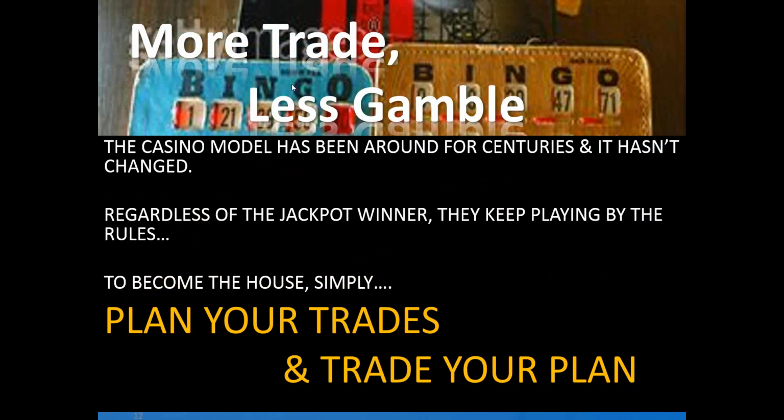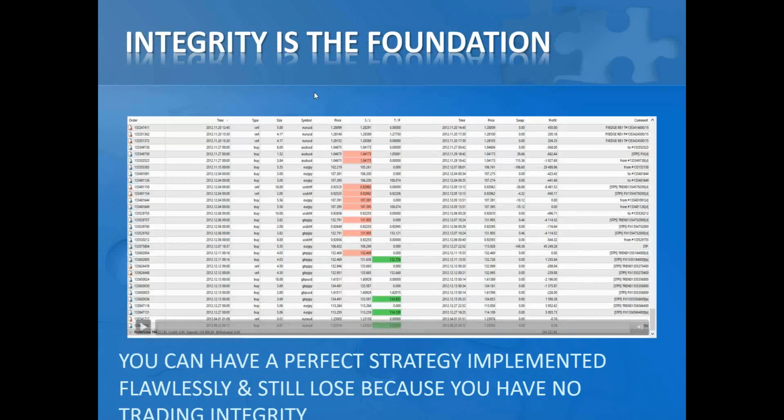So the casino model has been around for centuries. I said that before. And regardless of if there's a jackpot winner, you have to become the house. You've got to plan your trades and trade your plan and stick to it. Integrity is the very foundation of your trading. You can have a perfect strategy implemented, and I'll reiterate this, you can have a perfect strategy implemented and still lose because you have no trading integrity.